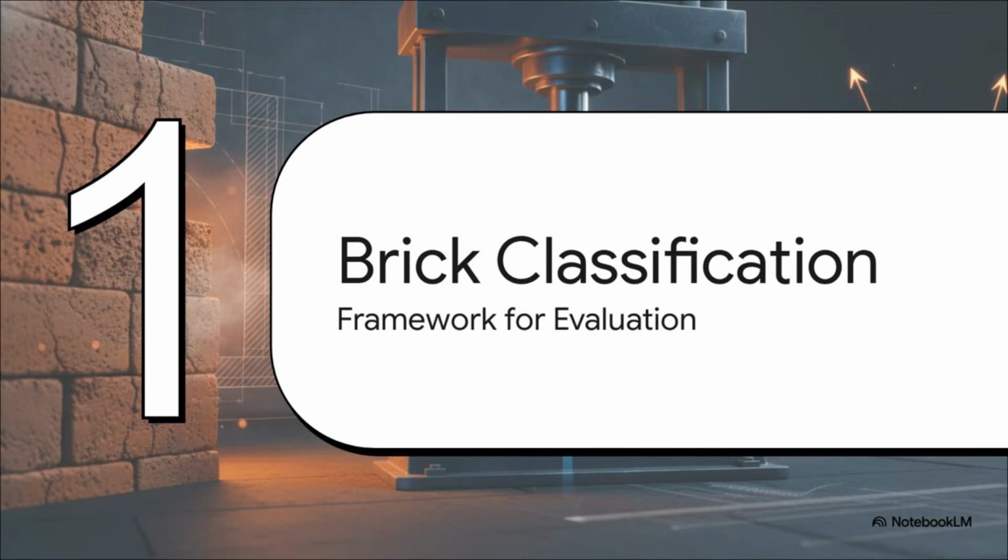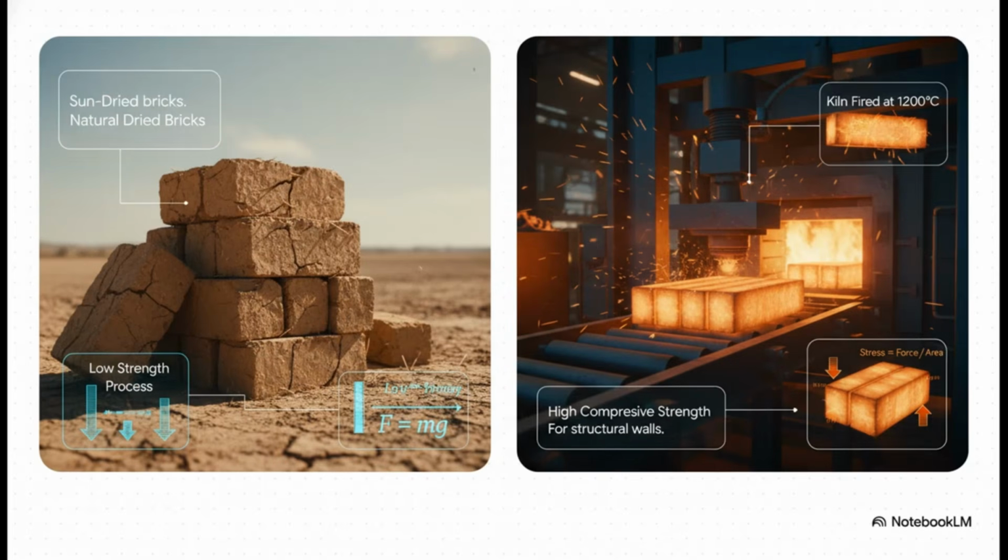Before we can even think about testing a brick, we need a system to classify it. This gives us a solid framework for everything that follows. The most basic way to classify bricks is by how they're made. On one hand, you have sun-dried bricks. They're exactly what they sound like. Clay mixed with water, formed, and just left out to dry. As you'd expect, their strength is quite low, so they're only good for very temporary structures.